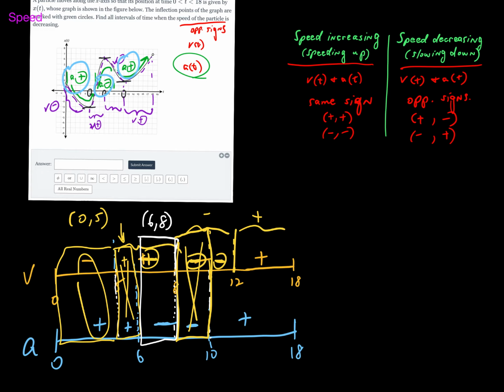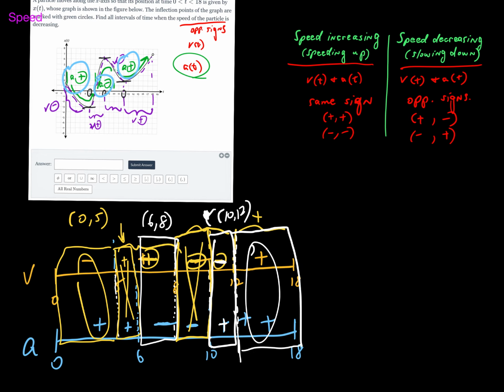But then here, 12 is another breakpoint. Now notice here, between 10 and 18, this is all positive region, right? So when I draw this little region, in between 10 and 12, we have opposite signs. So in between 10 and 12, they have opposite signs. And then last but not least, in between 12 and 18, they have the same sign. We don't want that. So what are we looking for? We are looking for 0 to 5, 6 to 8, and 10 to 12. These are the 3 regions where the speed of the particle is decreasing.